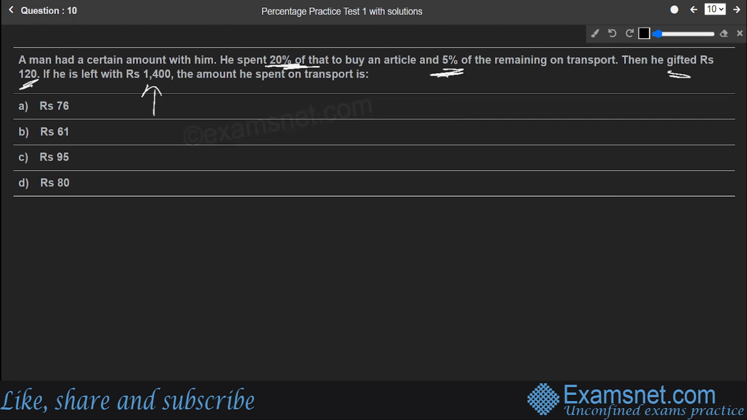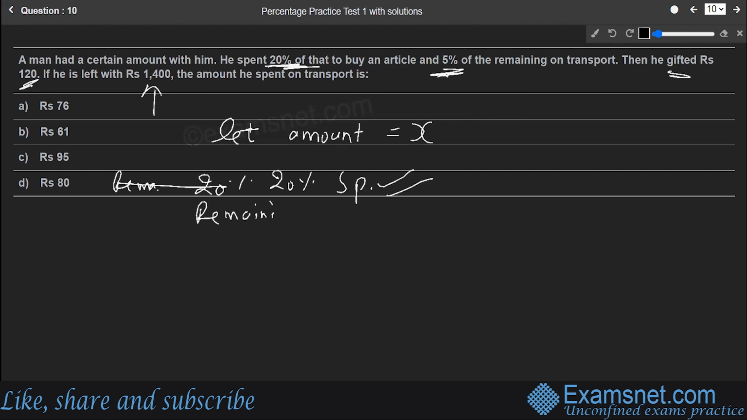Okay, so clearly we'll have to assume the initial amount. Let the total amount be X. Now we can start applying the conditions. He spent 20% of that to buy an article. So if 20% has been spent, what is the remaining? The remaining should be 100 minus 20%, that is exactly equal to 80%. So 80% is left out of the original one.